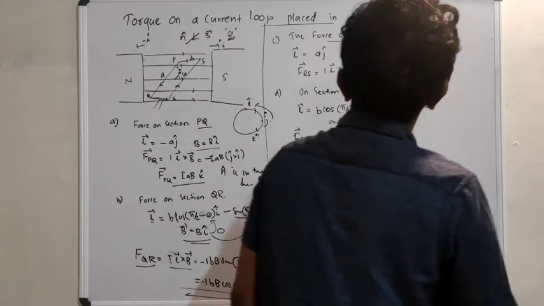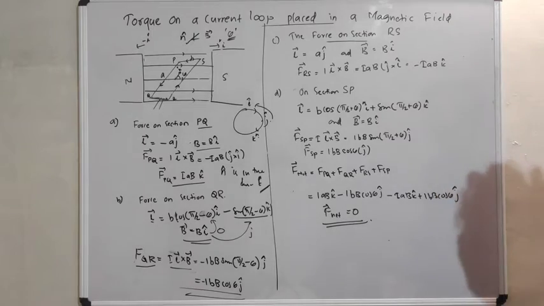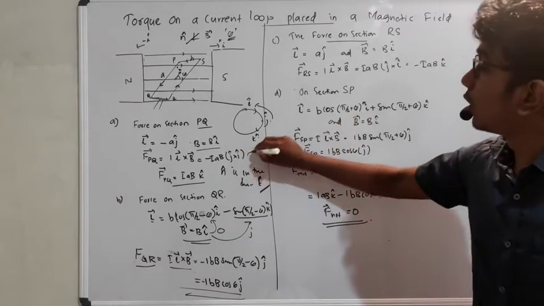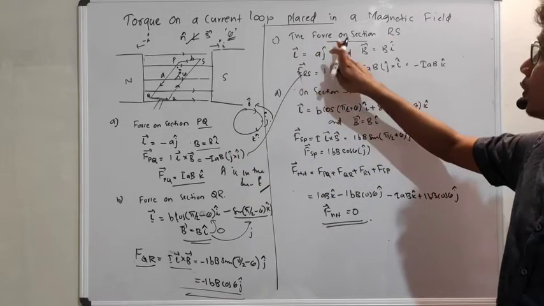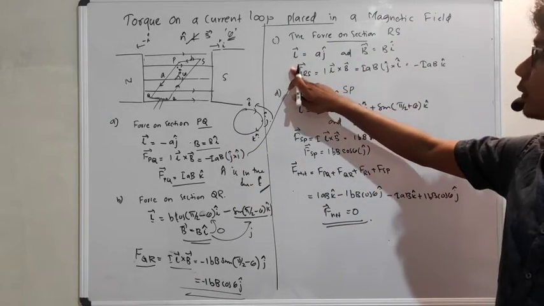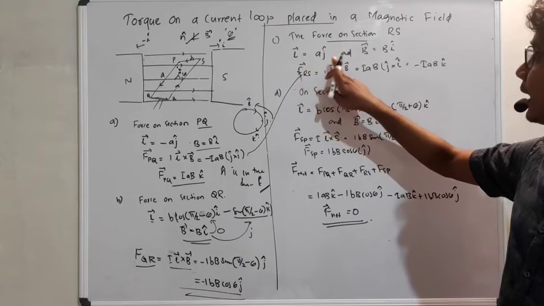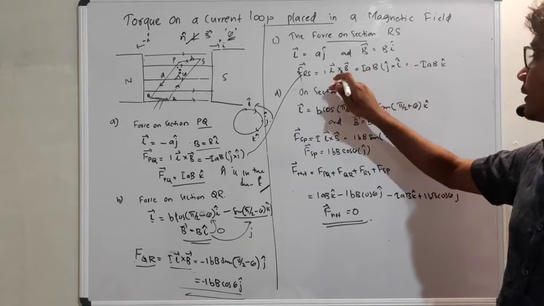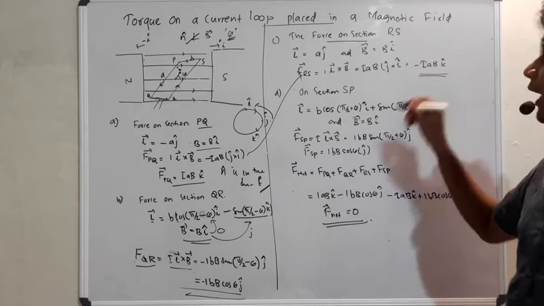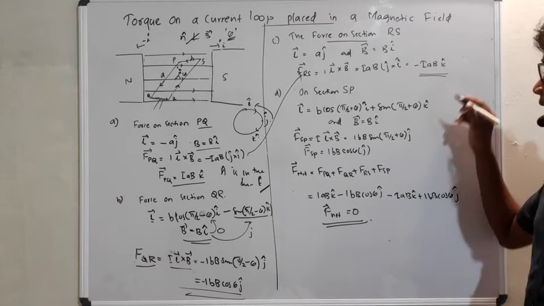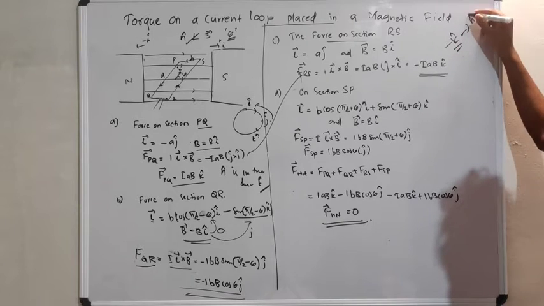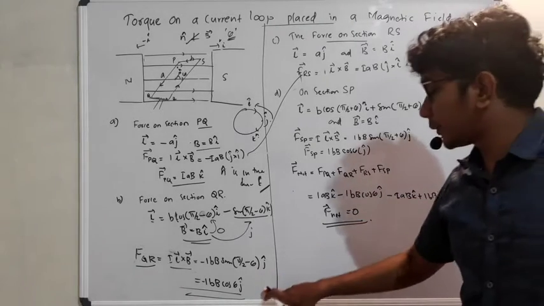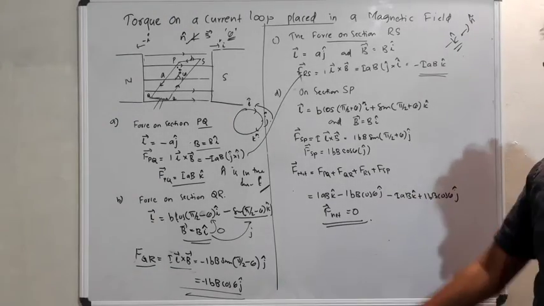Again, the force on section RS. RS is exactly similar to PQ. The force on section RS: L is equal to a j and B is equal to B i. Take the cross product. This will be minus I a b k, so the direction will be minus k. The n vector will be in the direction of minus k. Sorry, I mean minus j.